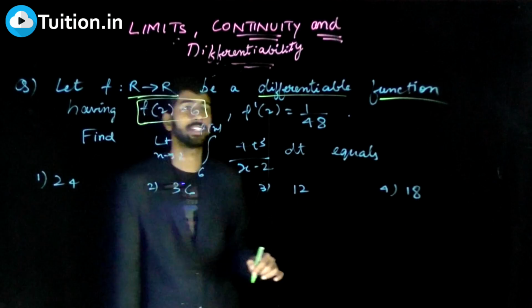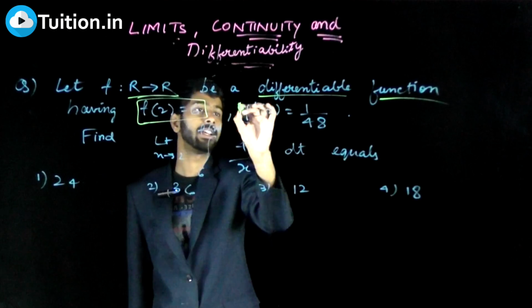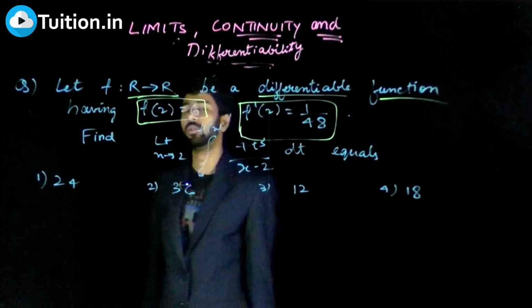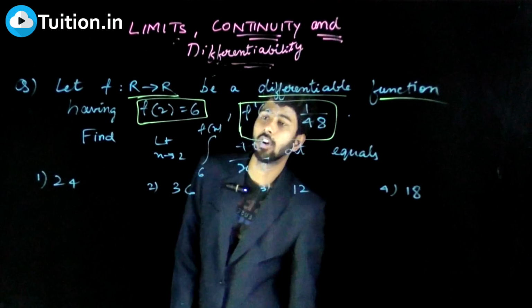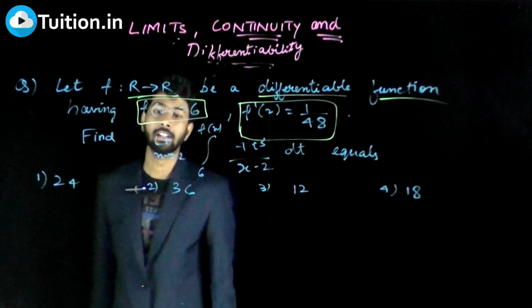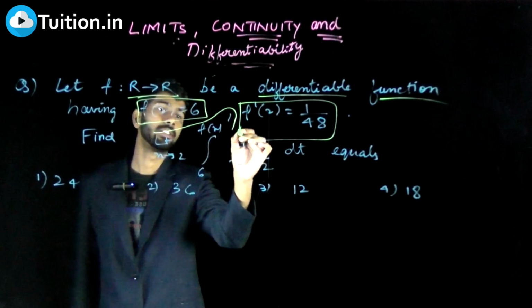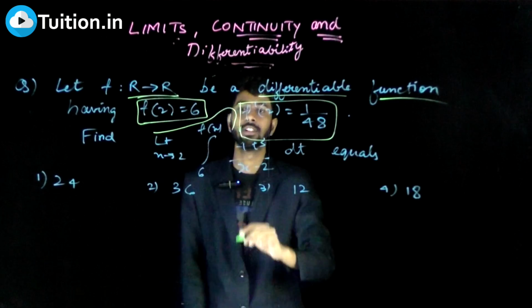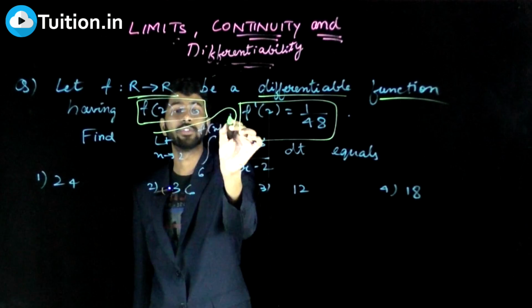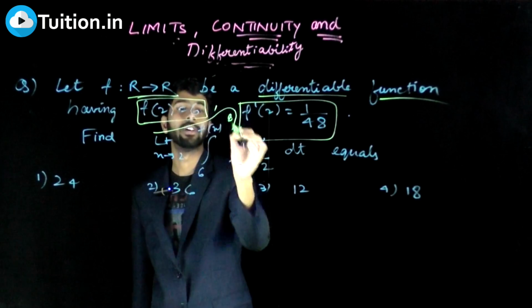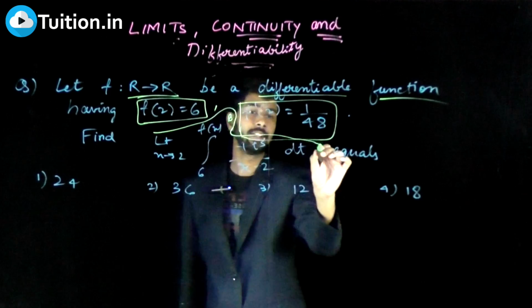This is an important data, it's fixed, and f dash 2 is equal to 1 by 48. So at x equal to 2, the value of the function is 6 and the value of its derivative is 1 by 48, right? So you need to find this. This is a comma, right? Don't get confused of f of x with this, right? This is a comma. So you need to find this value.